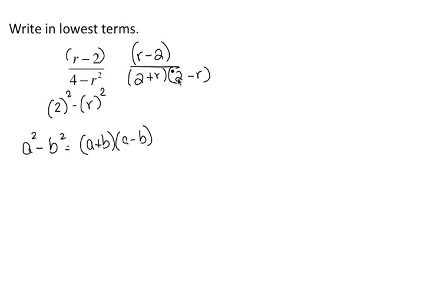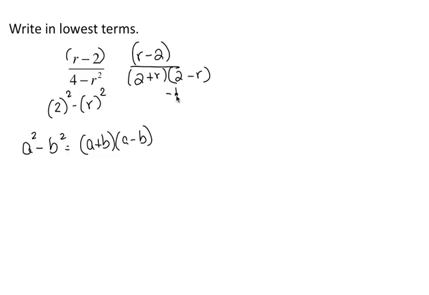Now, if you notice, these are not the same. We have a positive r and a negative 2. But if you look at this one here, we have a positive 2 and a minus r. So these are actually opposites. The opposite of r is negative r. The opposite of negative 2 is a positive 2. So what I'm going to do with this factor here is factor out a negative 1.